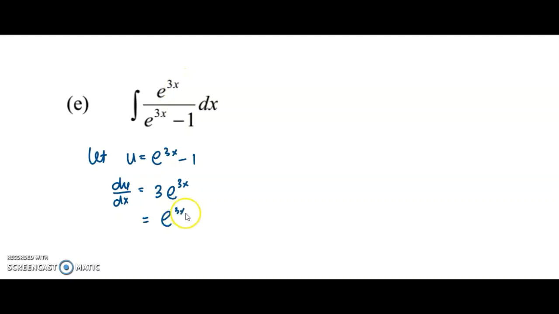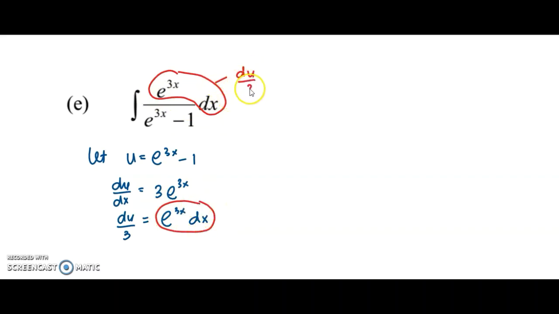So why I choose this u: because when you find du dx, I see the e power of 3x. It means that the e power of 3x here can later be replaced in terms of du. How can I do that? I bring up the dx to the right, I have e power of 3x dx. And then the 3 I bring to the left, I have du over 3. This means e power of 3x dx here is going to be replaced by du over 3.